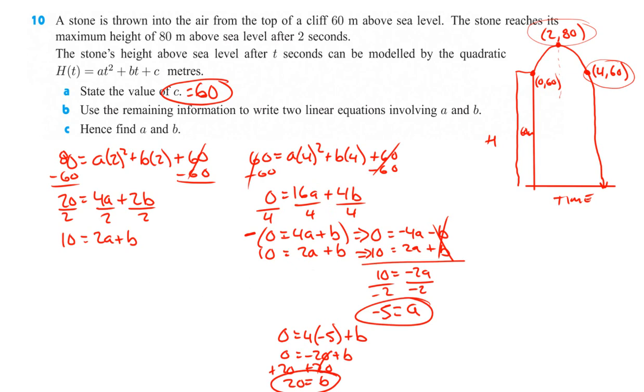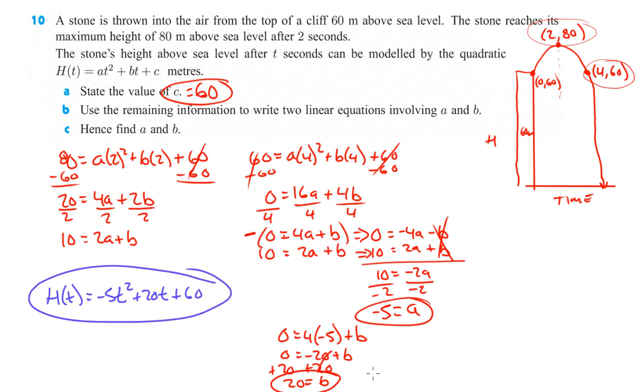So our equation is h of t equals negative 5t squared plus 20t plus 60 should be our equation.